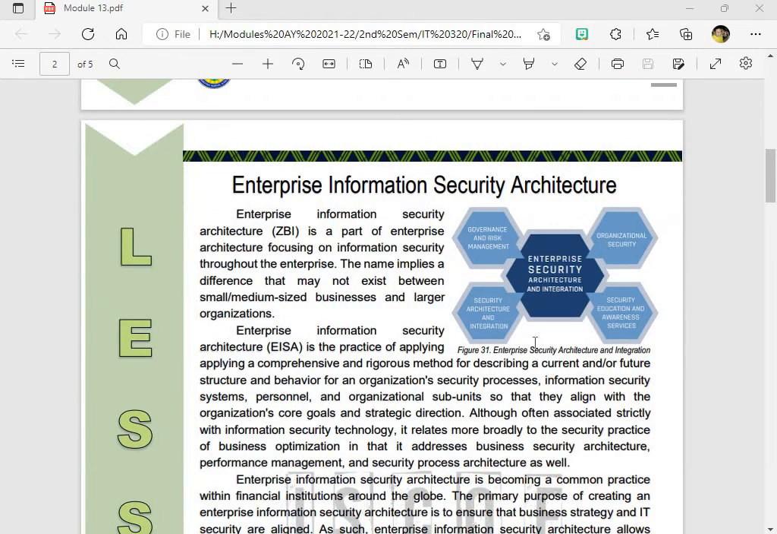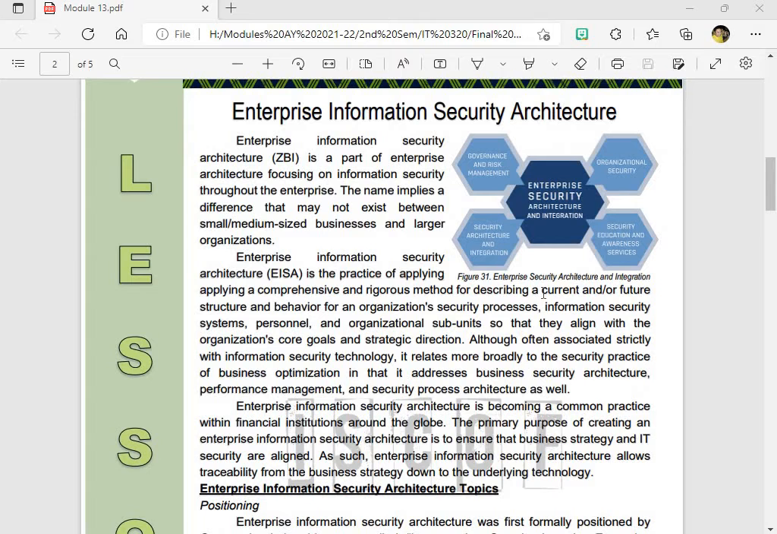So as you can see here on figure 31, we have the enterprise security architecture integration. Enterprise security and architecture integration involves governance and risk management. This also involves organizational security, security architecture integration, and of course, security education and awareness services. So most of the time, those are the components of your enterprise security architecture integration.